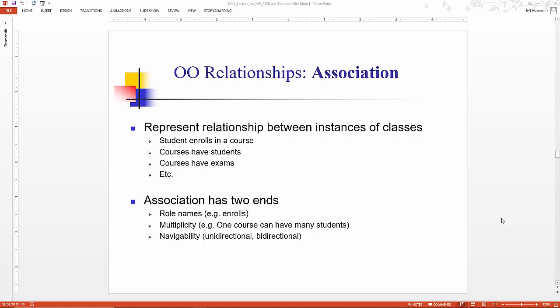A student enrolls in a certain course, but courses might have many students. A course might have many exams, that sort of thing. There are two ends to the association, which is the line. There is the role name, such as enrolls, and there is multiplicity, which is the same thing as cardinality. One course can have many students. Also navigability. The association is such that you can move from one object to another. It can be unidirectional or it can be bidirectional.